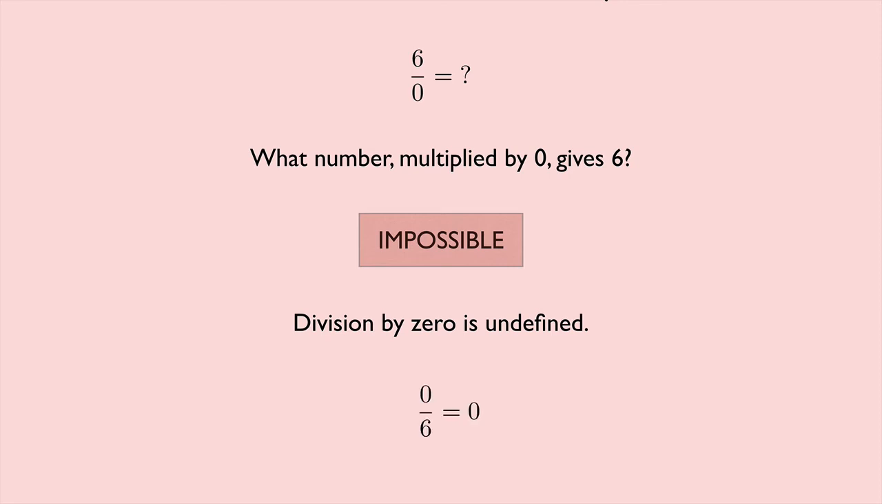But if you want to do 0 divided by 6, that's totally okay. That's just 0. 0 divided by anything, as long as it's not 0 divided by 0, is totally okay, and the answer will always be 0.